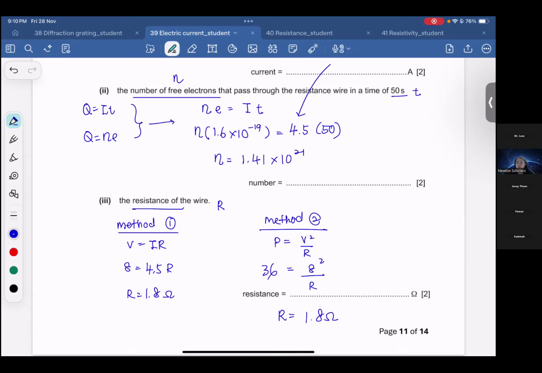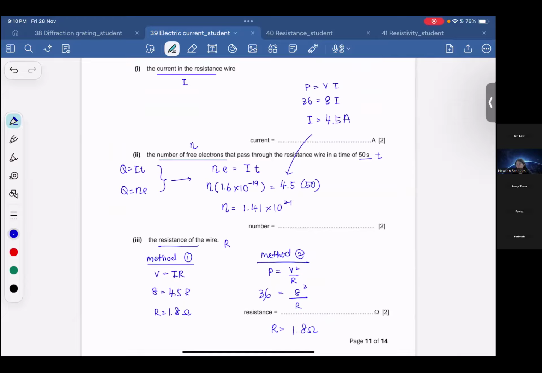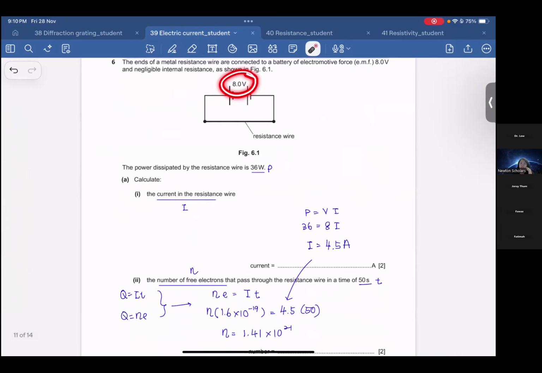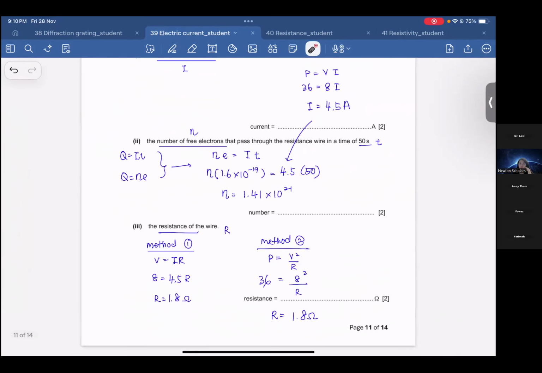Vashini just now used I squared R. Using I squared R also can. You'll get the same answer. But make sure your I here is correct. If let's say you calculated I wrong, you get 3.5, then the last question will be wrong. Why I choose P equals V squared over R is because the V is confirmed correct, it is 8. Actually there are so many ways to solve, but if you are using the value that you calculated just now, make sure this value is correct. If you're using P equals I squared R, as Vashini did, you will get the same answer. Okay, can I go to page 12?